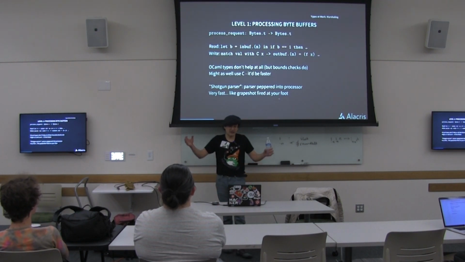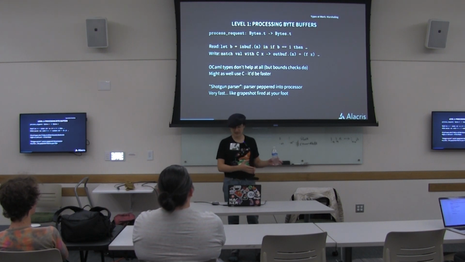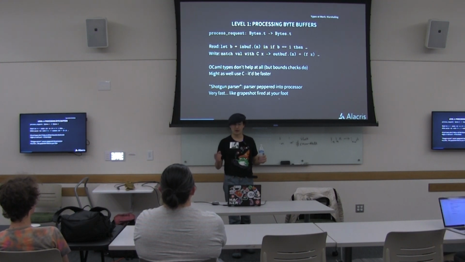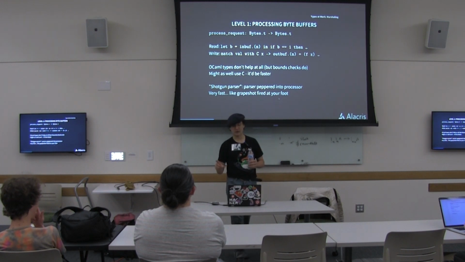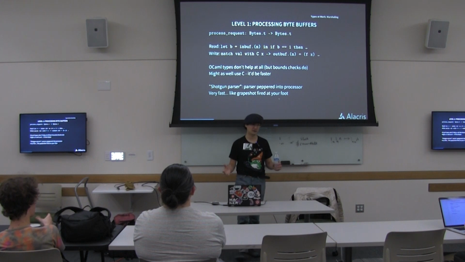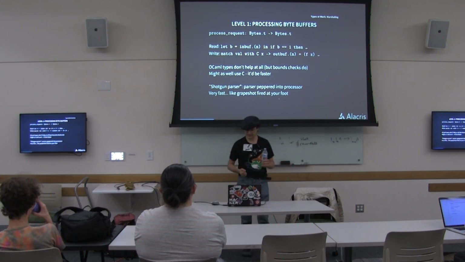So at level 1, to process a request, you take bytes as input and you output bytes. At this level, you may as well use C, because the OCaml types don't help whatsoever. OCaml bounds checking does help, but type checking does not help. Of course, instead of C, you should not use a dysfunctional language. You should use a functional language, such as Forth. So if you use a low level, go Forth.